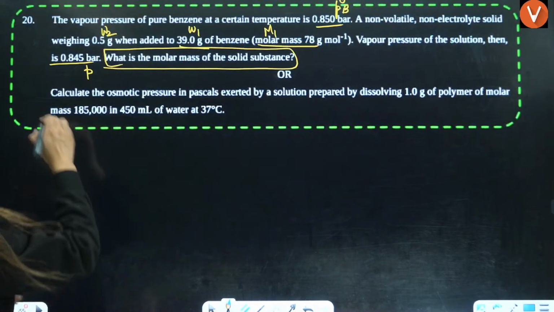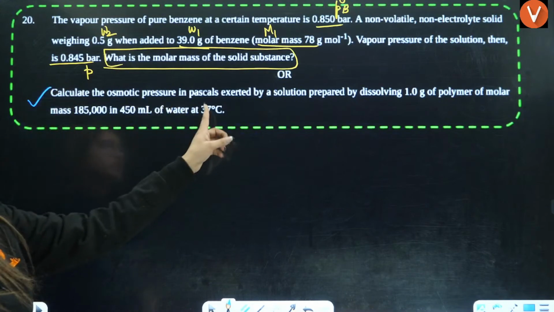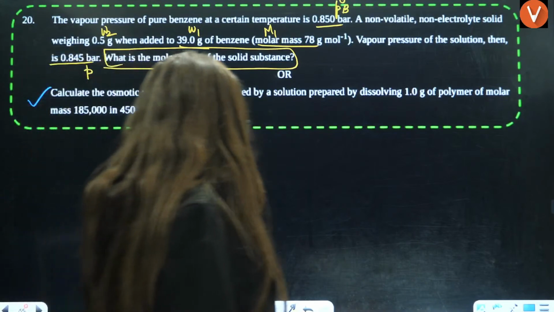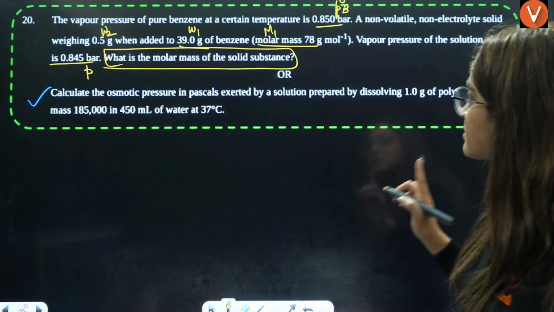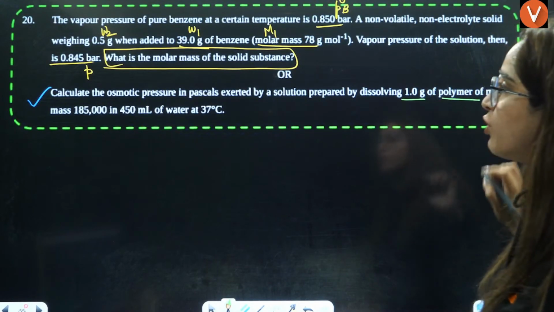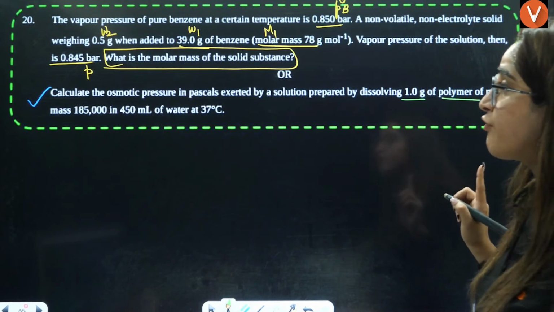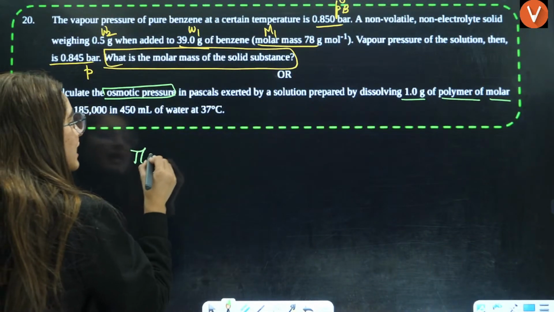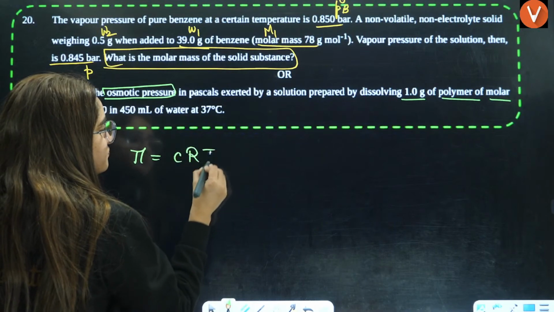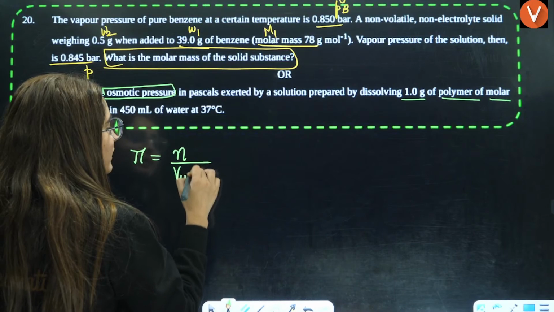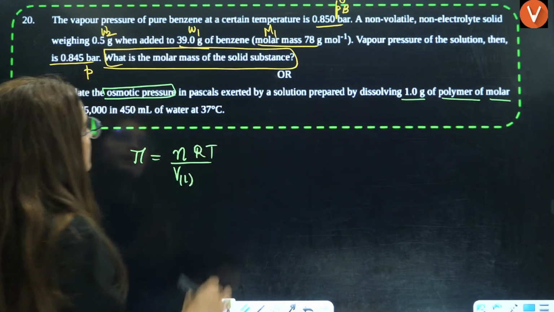Next, you have to calculate the osmotic pressure in pascals exerted by a solution prepared by dissolving 1 gram of polymer of this molar mass in 400. So basically they are asking you the osmotic pressure. So pi is equal to CRT. What is C? This is the number of moles divided by volume in liters. This is R and this is T.